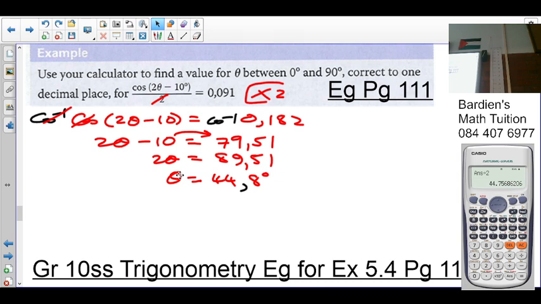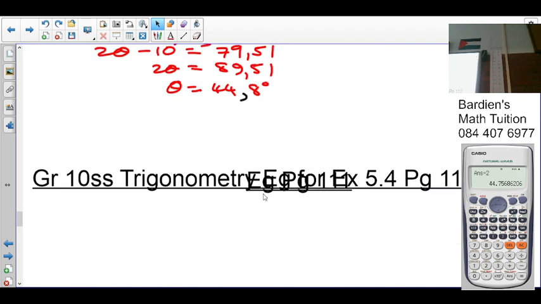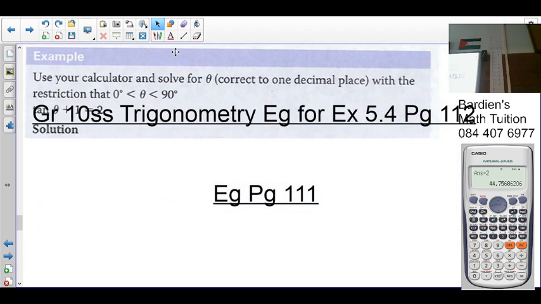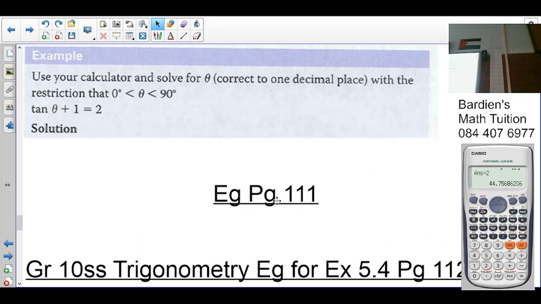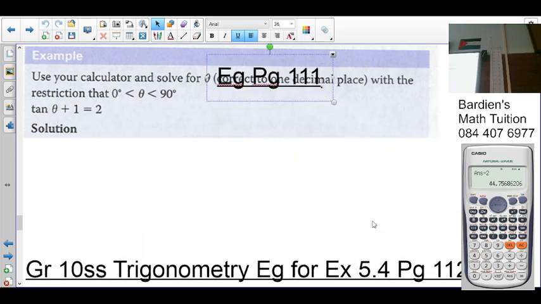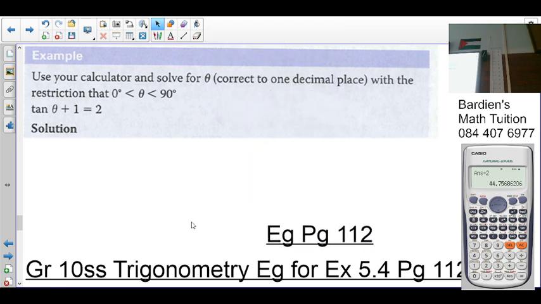Okay, any confusion? No, alright. Now I'm going to look at the example on page 112. It says use a calculator and solve for theta correct to one decimal place, with the restriction that theta is greater than 0 but less than 90. It's the same thing we had in the previous question. Here they just gave it to you in inequality format.